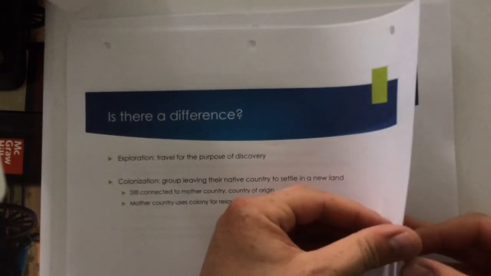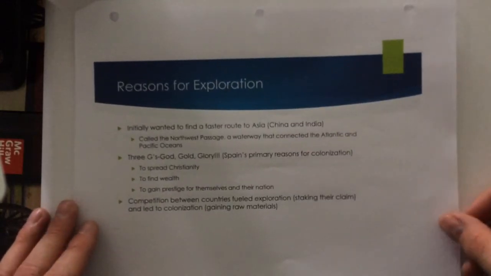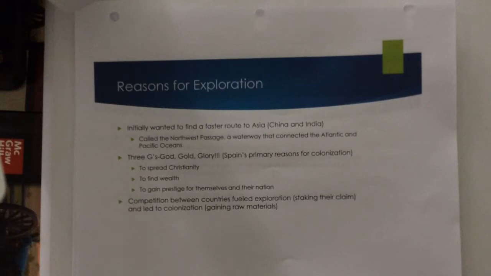Next, sorry about that, we have our reasons for exploration. Initially, people wanted to find a faster route to Asia or China and India. There's this mythical passage called the Northwest Passage, and it's a waterway that connected the Atlantic and the Pacific Oceans. Basically, it was this whole river system that connected those two oceans, and so if you could find it, instead of going south to Africa and then coming all the way around the other side of Africa from Europe, you would be able to bypass it, and people thought the world was a lot smaller than it really is.